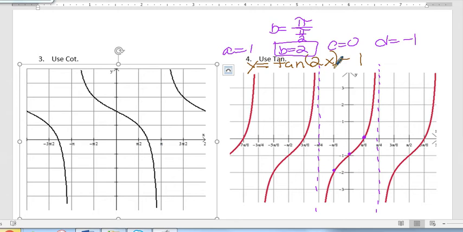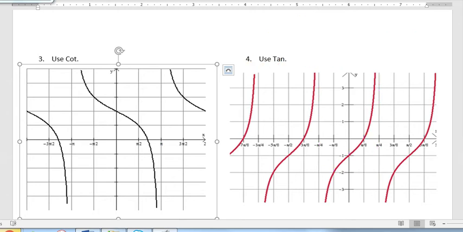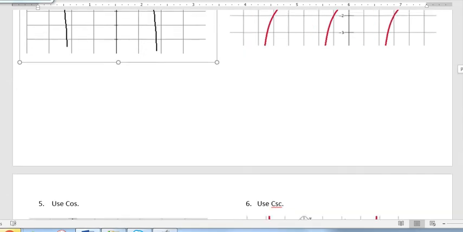All right, folks, flip your papers over. And let's go to the other side.